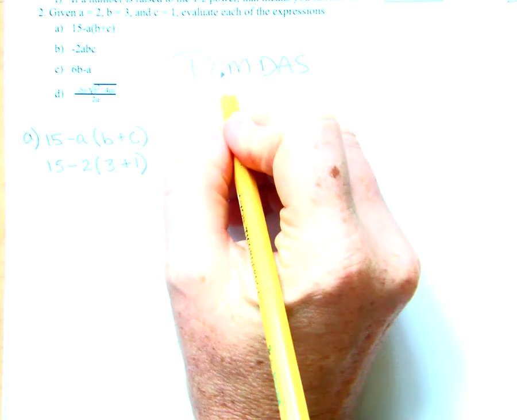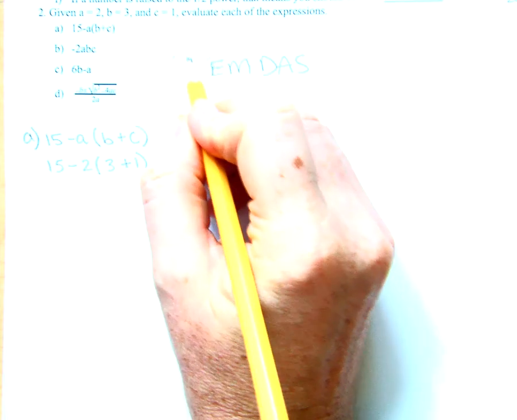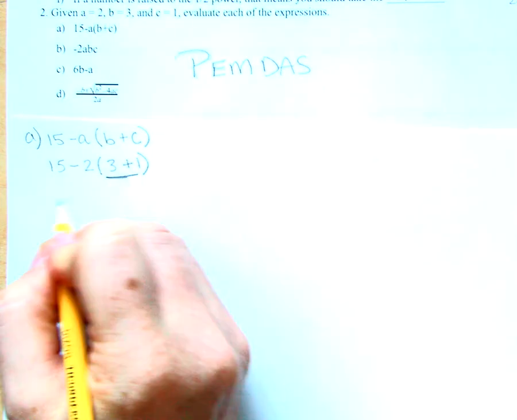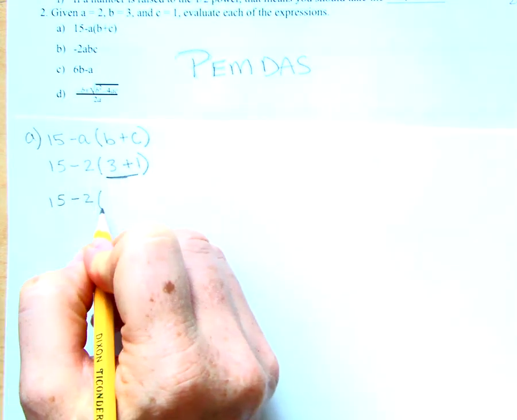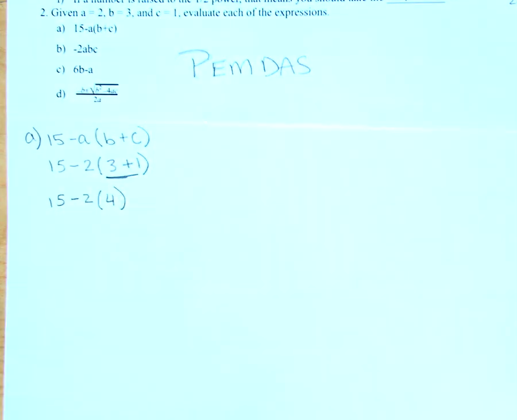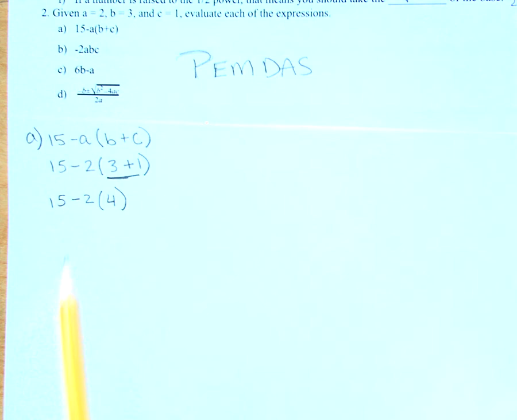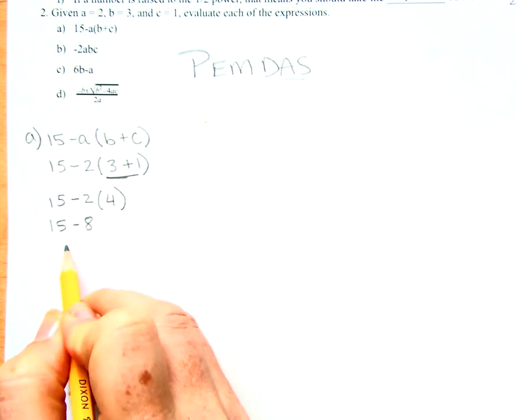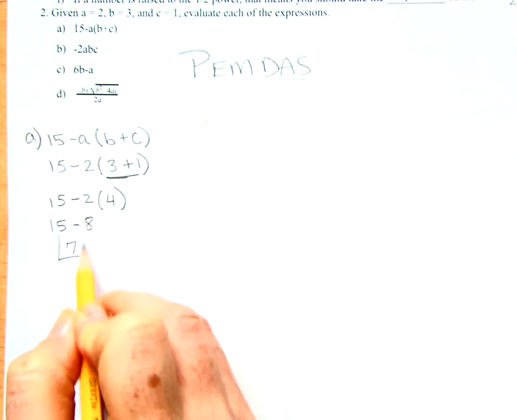Then any exponents after that, then any multiplication, then any division, and then addition and subtraction last. So I start inside the parentheses. I add 3 plus 1, that gives me 15 minus 2 times 4. This is tricky because people always want to subtract 15 minus 2 first, but I have to do parentheses first, and then multiplication before I add or subtract. Addition and subtraction comes last. So this would be 15 minus 8, which is 7.